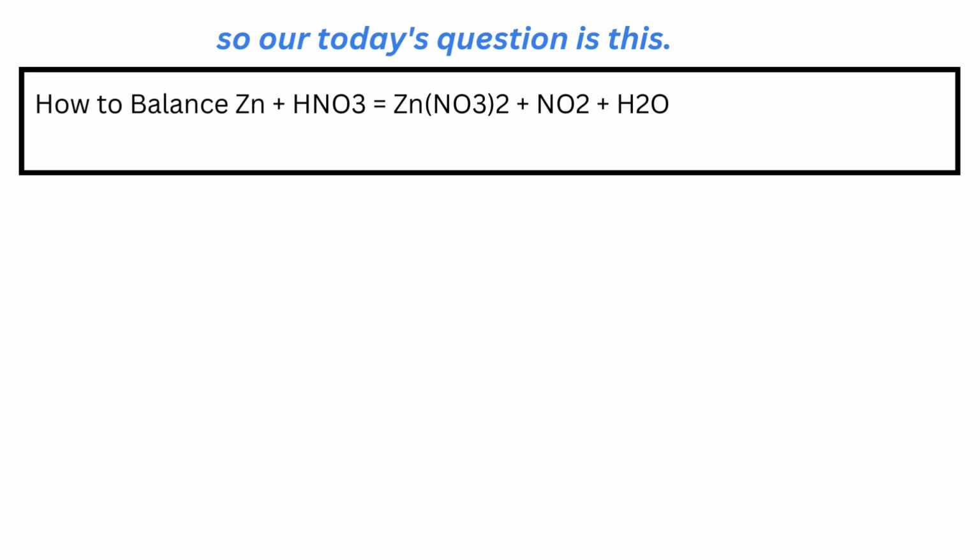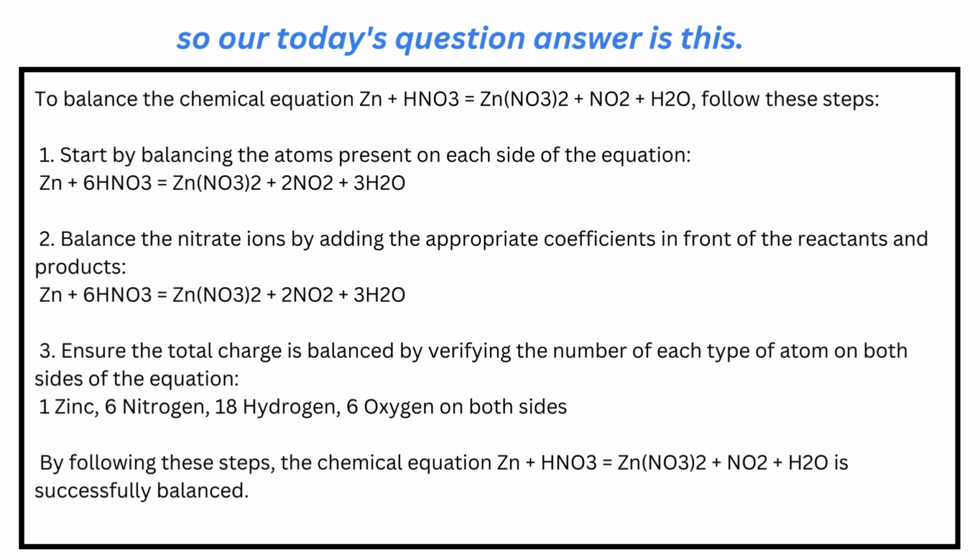How to balance Zn plus HNO3 equals Zn(NO3)2 plus NO2 plus H2O. The correct answer is, to balance the chemical equation Zn plus HNO3 equals Zn(NO3)2 plus NO2 plus H2O, follow these steps. Number 1. Start by balancing the atoms present on each side of the equation. Zn plus 6 HNO3 equals Zn(NO3)2 plus 2 NO2 plus 3 H2O.